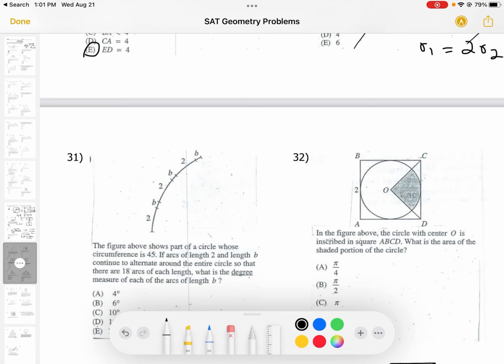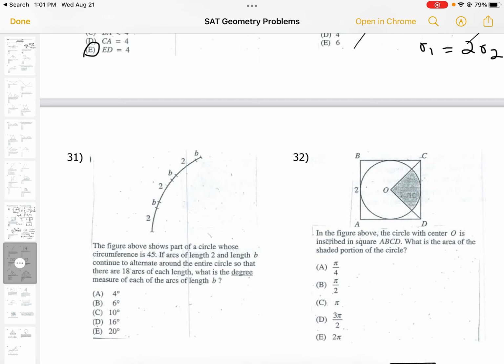The figure above shows part of a circle whose circumference is 45. Okay, if the arcs of length 2 and length b continue to alternate around the entire circle so that there are 18 arcs of each length, what is the degree measure of each of the arcs of length b?